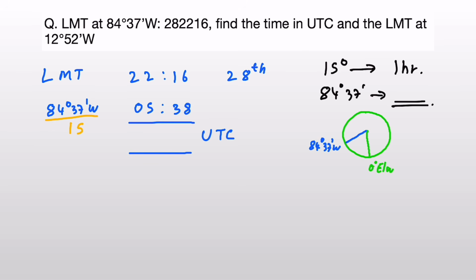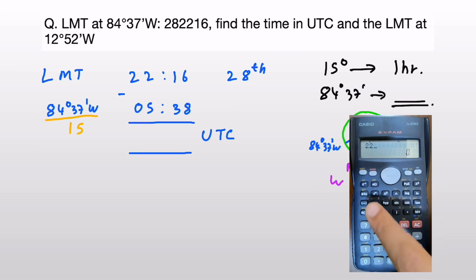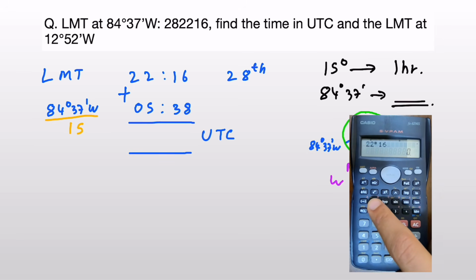Now, is the prime meridian east of this meridian or west of this meridian? Let's find it out. I make two arrows, east and west, and I know that the prime meridian is towards the east. Now what does this mean? This means that the prime meridian will be ahead in time. Ahead in time means that the time on the Greenwich meridian will be more than the time at 84 degrees 37 minutes west. So I add both of these and I get the answer in UTC.